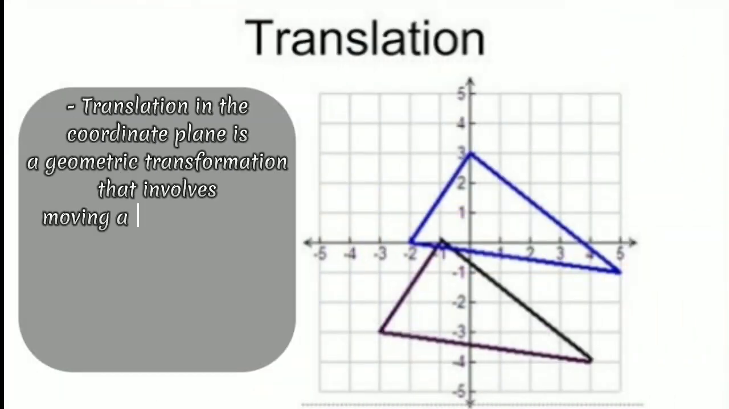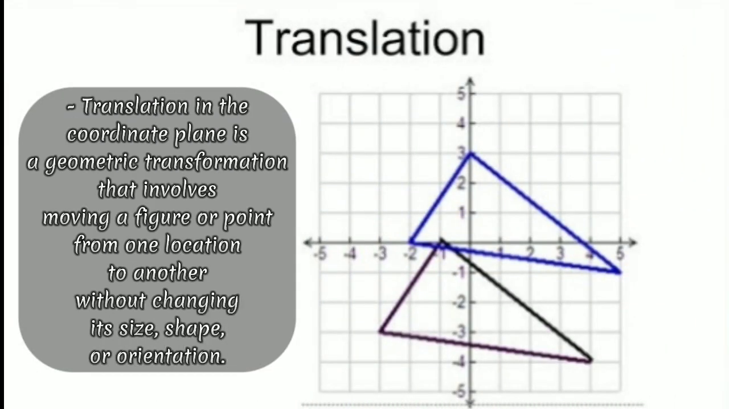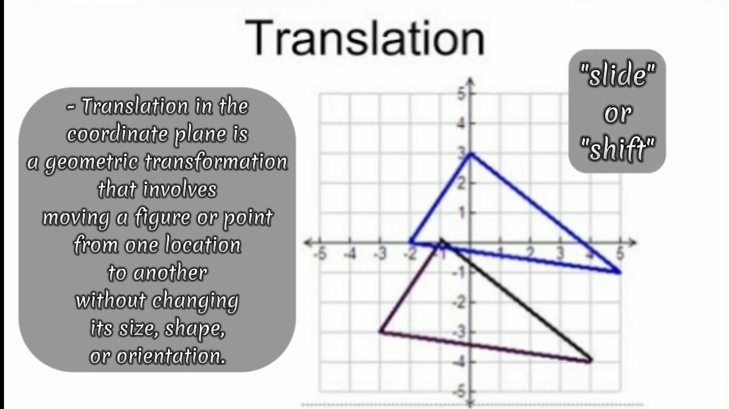So what is translation? Translation in the coordinate plane is a geometric transformation that involves moving a figure or point from one location to another without changing its size, shape, or orientation. It is commonly referred to as a slide or shift operation.